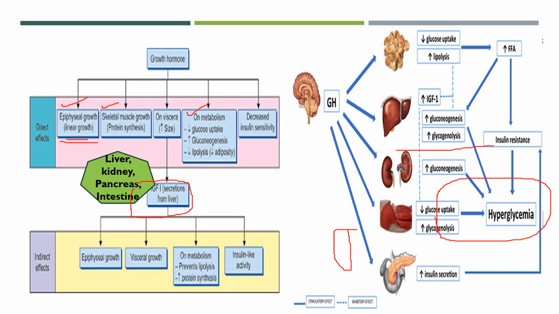So in the adipose tissue, they will reduce the glucose uptake and increase the lipolysis. In the liver, one function is that insulin-like growth factor 1 will be released. Another function is they will increase the gluconeogenesis and glycogenolysis. In the kidney, they will also enhance the gluconeogenesis. And in the skeletal muscle, they will reduce the glucose uptake and increase the glycogenolysis. So one point is clear from here, that they will actually enhance the blood glucose level.